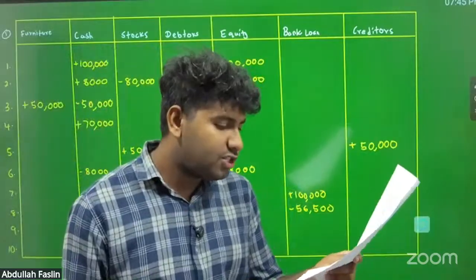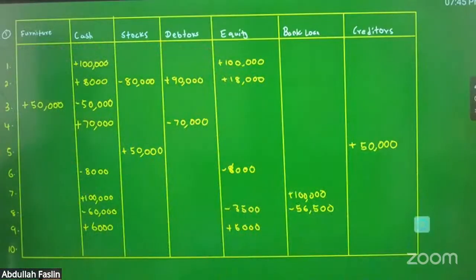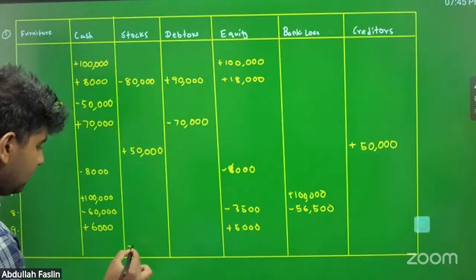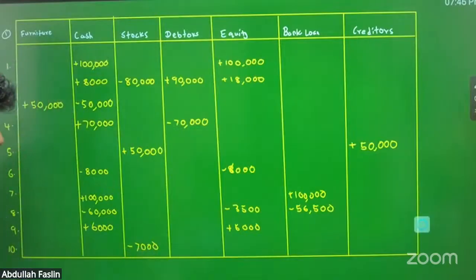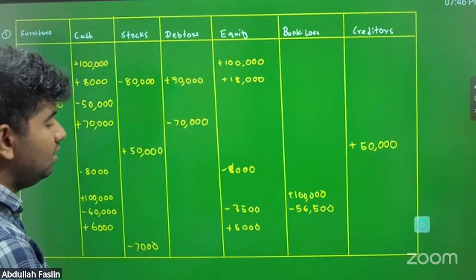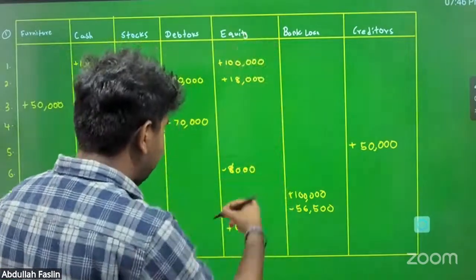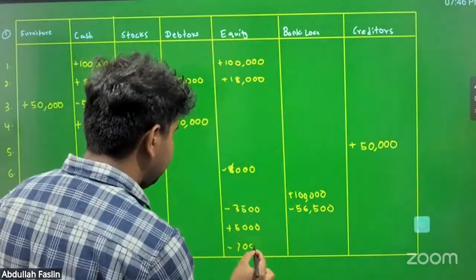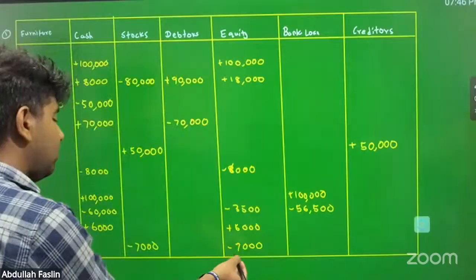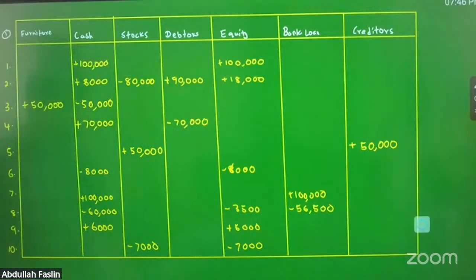Therefore, here, stock drawing 7,000. You will have to record stocks minus 7,000. Drawings means it will reduce the equity, so equity minus 7,000. Record this.